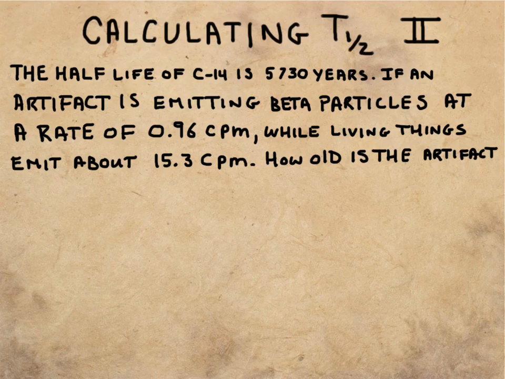So in this problem, we imagine that we're given an artifact, and we use a Geiger counter and we do some sophisticated measurements, and we find out that it's emitting somewhere in the range of about 0.96 counts per minute. And we want to figure out how old is this substance.